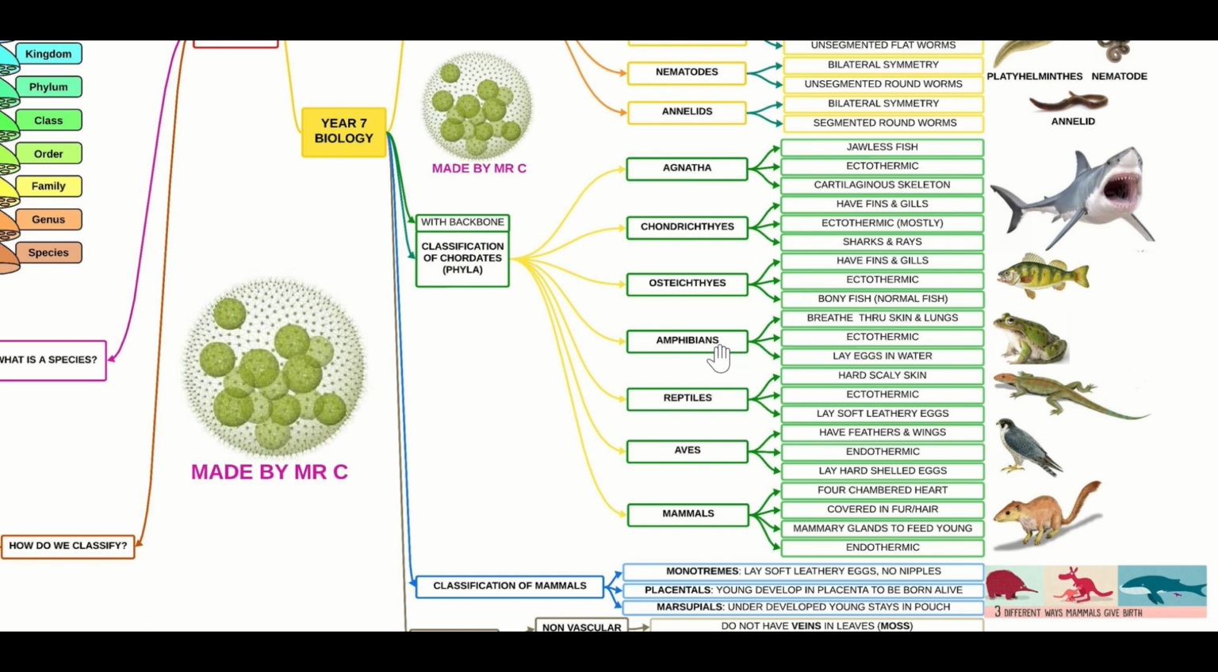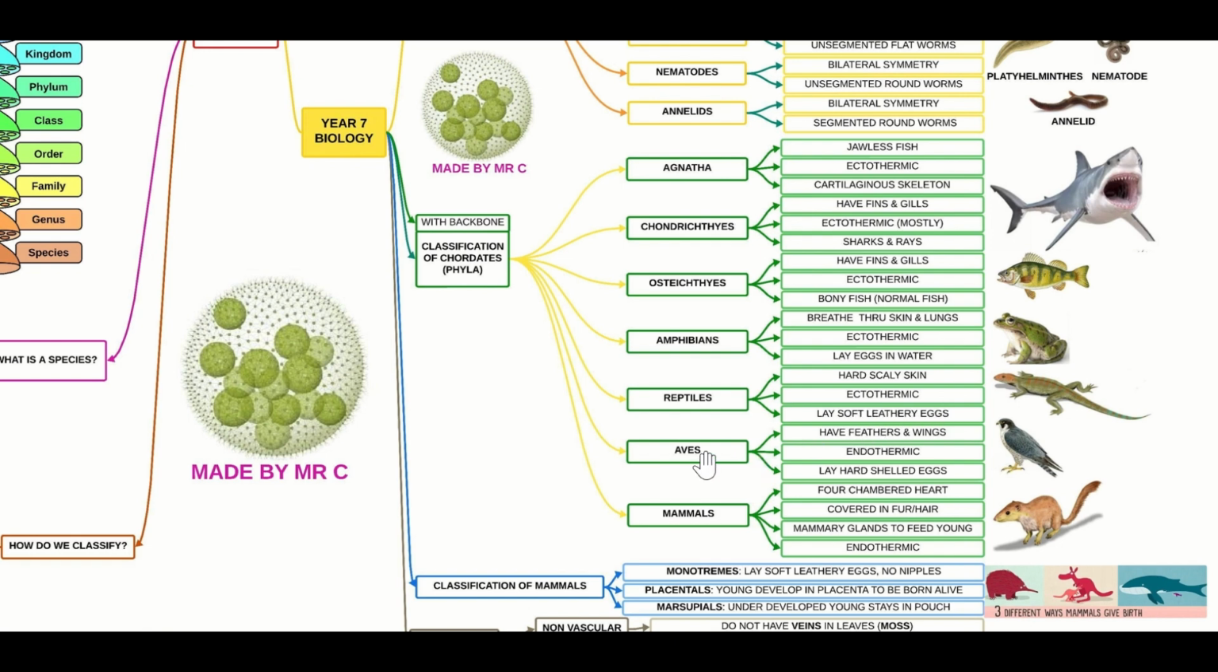Amphibians are next, and they breathe through their skin and through lungs. They are ectothermic, which means their body temperature mimics that of the environment, and they lay eggs in water. Next of all, we've got reptiles. They have a hard, scaly skin. Again, they're ectothermic, and they lay soft, leathery eggs.